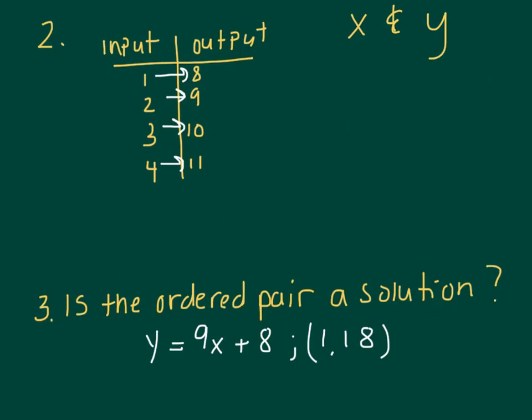And number 3, is the ordered pair a solution? So is 1, 18 a solution for this equation that is given to you?